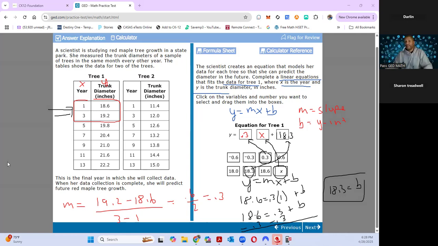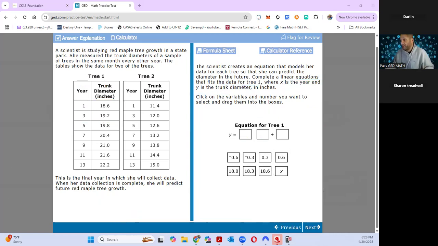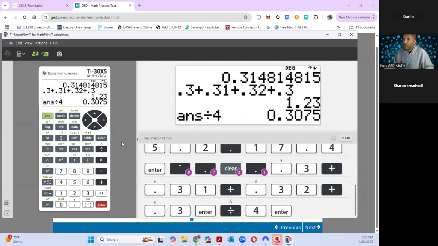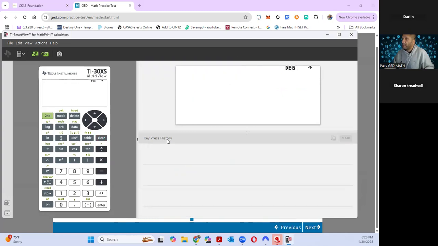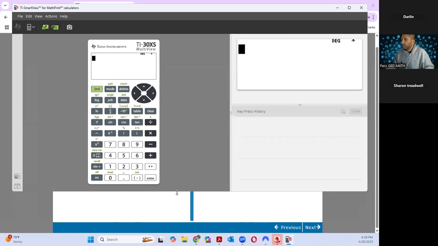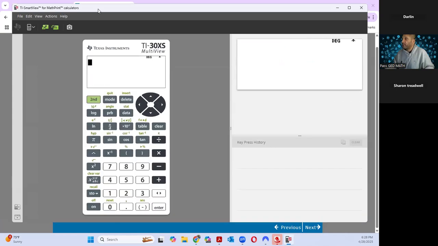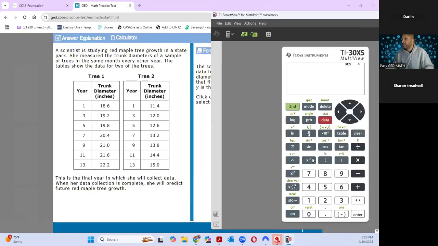Now, we already know doing it by hand is going to take us about 5 minutes. So again, how to find the equation of a line from 2 points: we're going to plug it into our calculator. Data, we've got 1, enter, 3, enter, and then we've got 18.6 and 19.2.